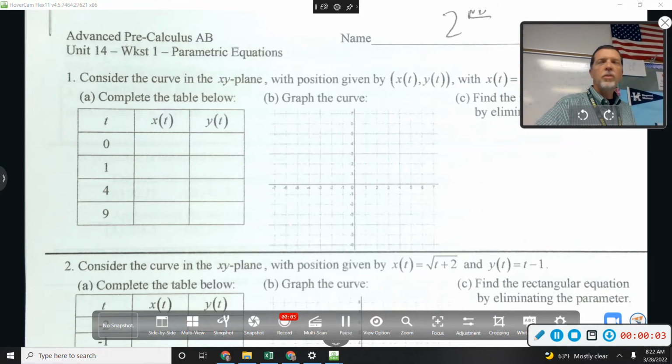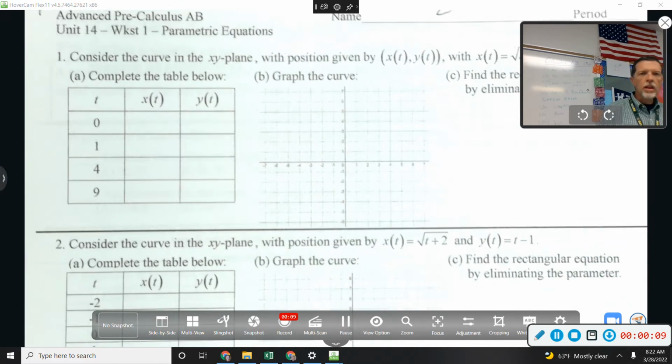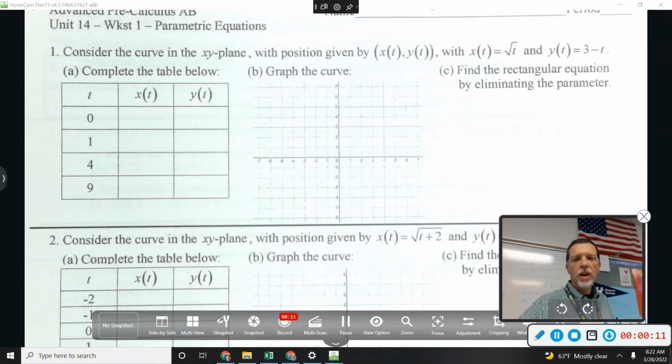Questions from worksheet 1? Number 1. Good. We need to do one of them just to get our brain back going with this parametric thing, because this is very new, right?